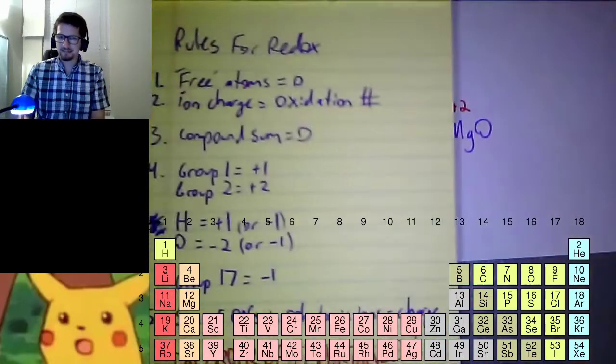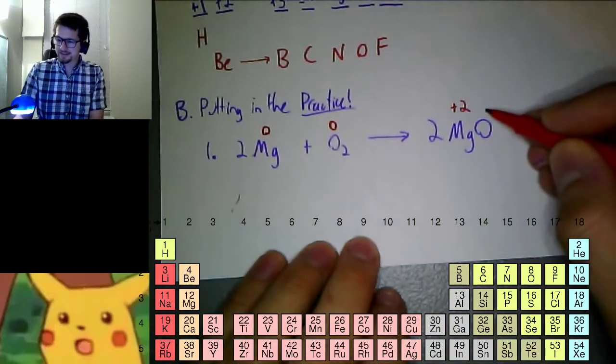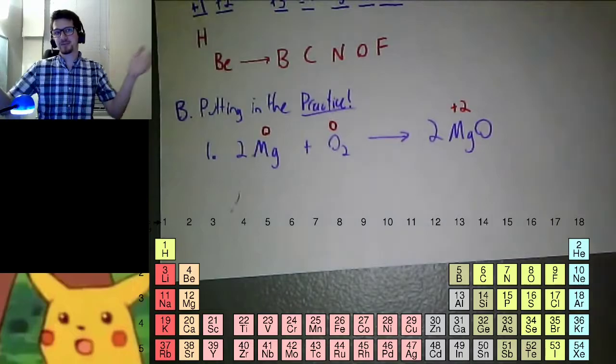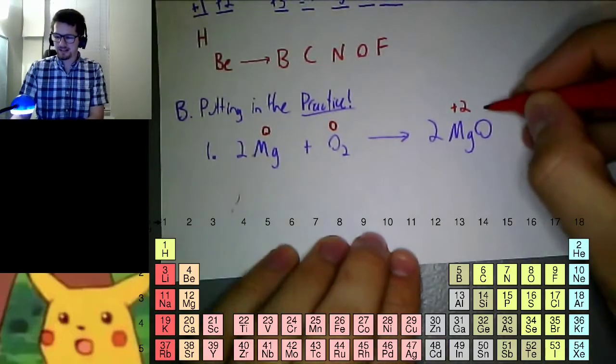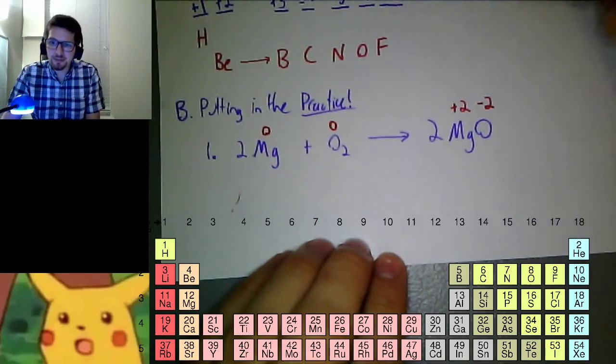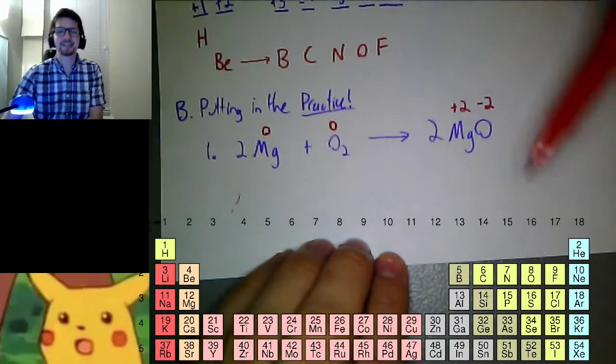Now what does it say the compound sum has to be? 0. So if this is +2, what would I have to add to it to make it 0? +2 on one side, -2 on the other, squished together to give me a 0. So my oxygen has to be -2. And does that make sense with the periodic table? -1, -2, there's my oxygen, it is -2.